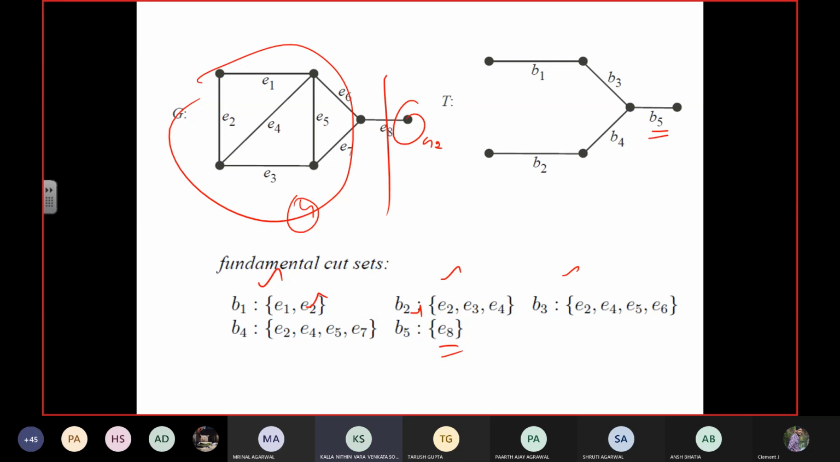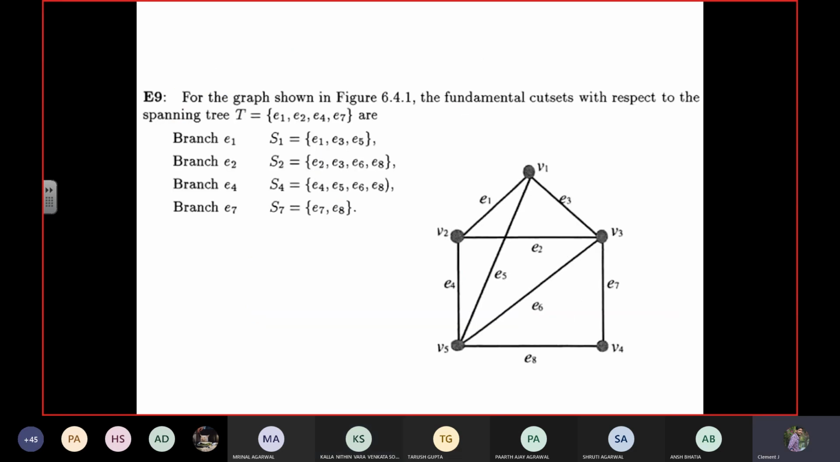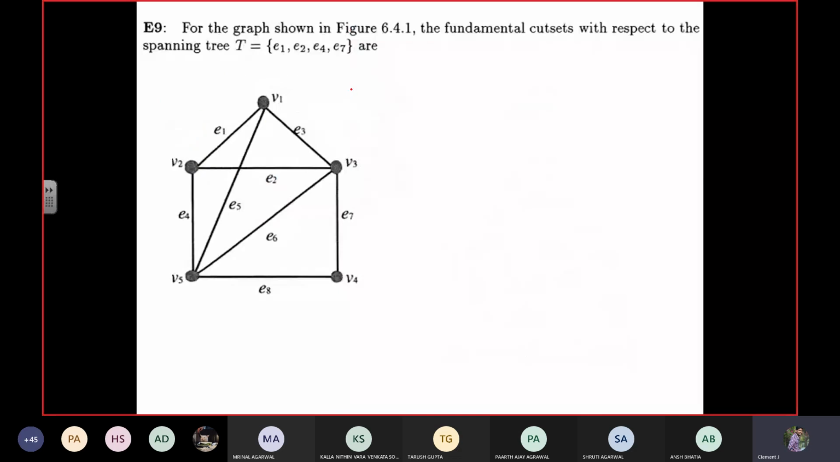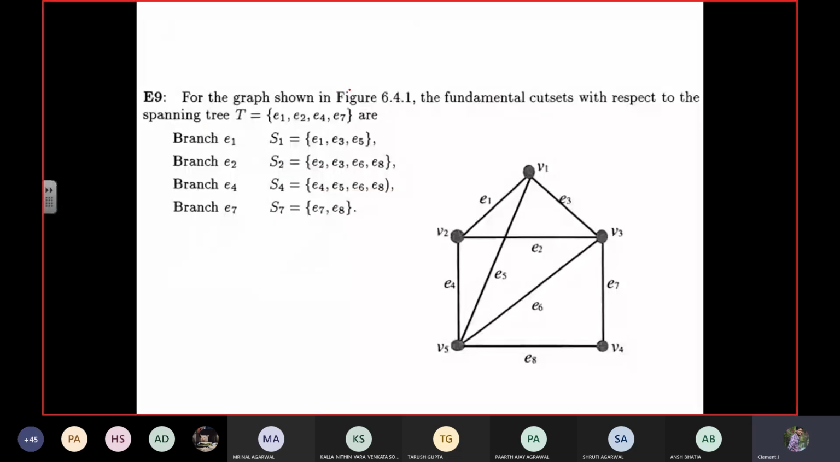Yes, sir. Okay, fine. So this possibility will also be there. Okay, so here they have given another example.